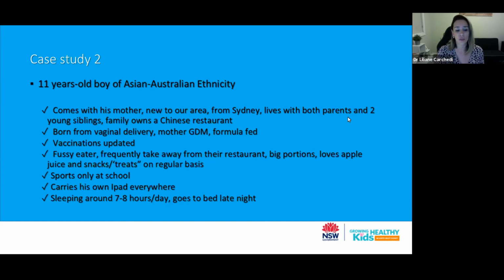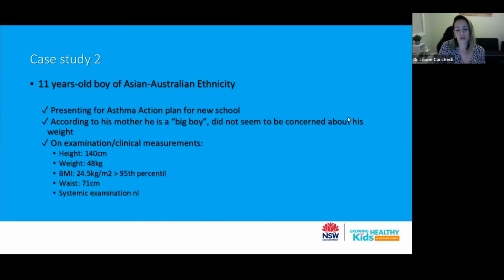He was doing some sports at school. Mum was actually picking up and dropping him off to be a bit quicker. He has his iPad with him, and he was sleeping a bit less than usual because he was going to bed very late, doing homework and frequently on the iPad. So lots of bits and pieces. As I said, they came just for an asthma action plan, so they didn't actually come for a discussion of the weight.